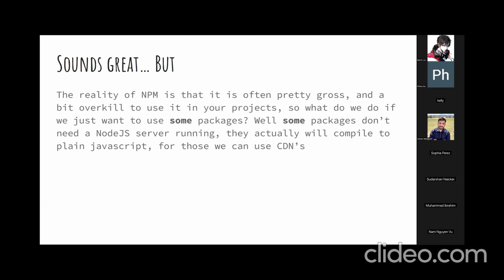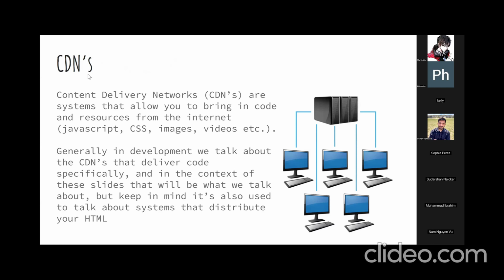However, if we want to use some packages that don't require a Node.js server running and will actually compile to the plain JavaScript that you provide, for those we can use CDNs. CDNs, which stand for Content Delivery Networks, are systems that allow you to bring code and resources from the internet, so JavaScript, CSS, images, videos, and whatnot. In general development, we'll talk about the CDNs that deliver code specifically, as well as in the context of the slides that we're talking about.